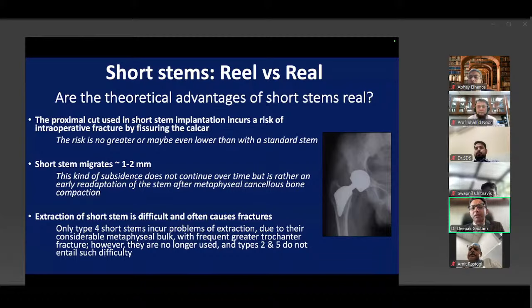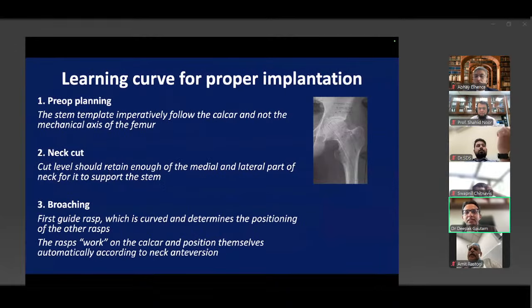Many times it is said that extraction of the short stem causes more bone loss. It is because the type 4 stems incurred problems and greater trochanter fracture, and they are no more available. And for type 2 and type 3, there is no such difficulty during revision surgery. So what is needed is learning for proper implantation.